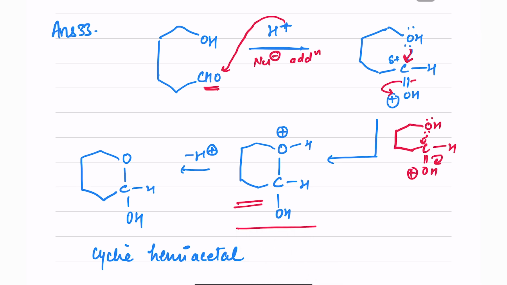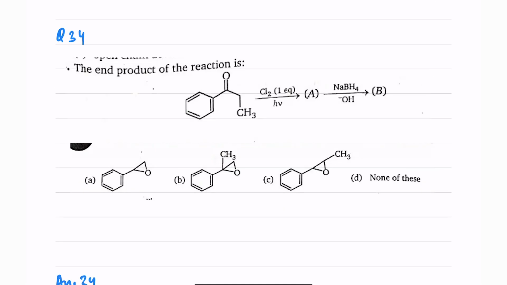Now this oxygen of the alcohol has become protonated. It has got a plus charge now. To get rid of this plus charge, it will kick away the H plus and form this. So here we have an ether group and an alcohol group, which is not a complete acetal, this is a hemiacetal. So this is a cyclic hemiacetal that we are forming in this reaction. Now come to question number 34.